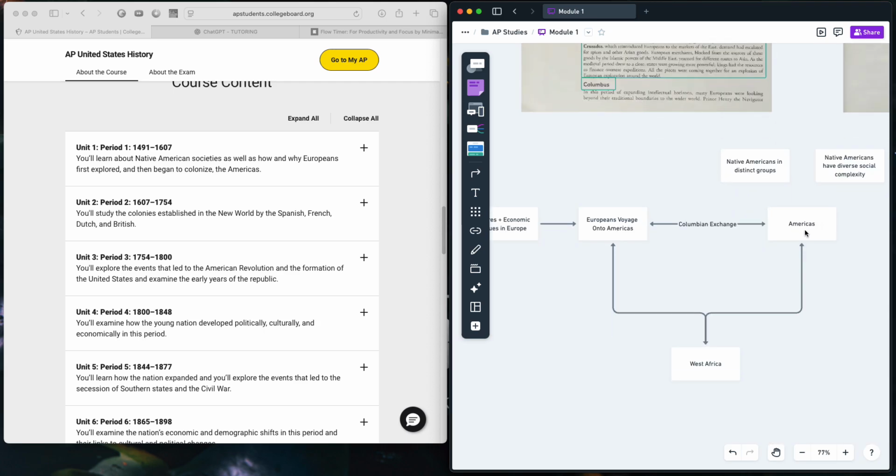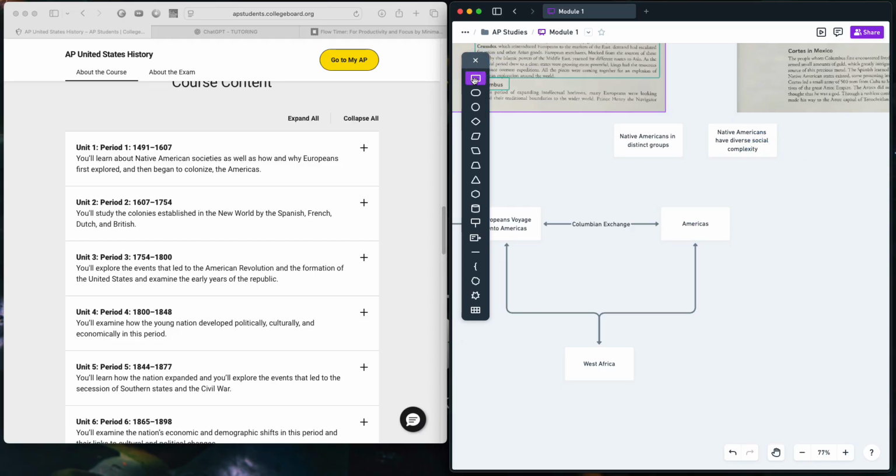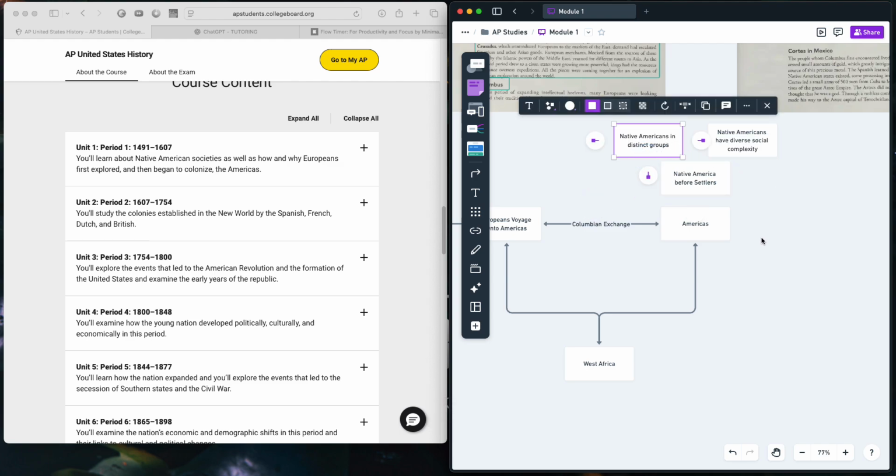We can title it the same thing, but we can see a better naming structure for this, and I would say that would be Native America's current state. State before Native America, before settlers. Right? Basically, how they found them. So these are the two ideas that build into that.